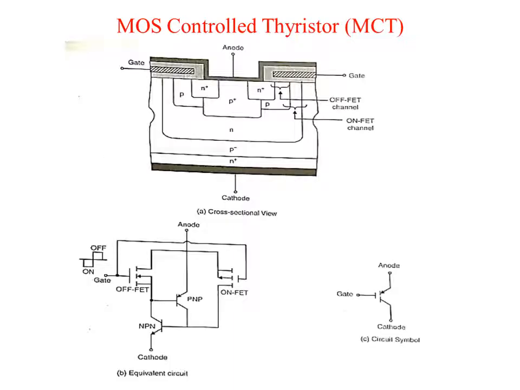MOS control thyristor, that is MCT. Figure A shows the cross-sectional area of MOS control thyristor, that is P-type MCT. Figure B shows its equivalent circuit diagram, and figure C shows the symbol of MOS control thyristor.